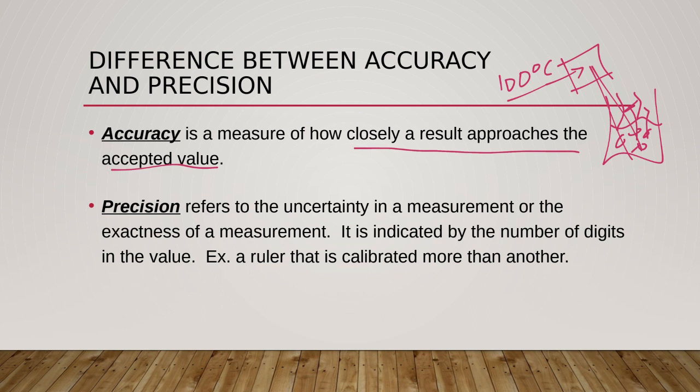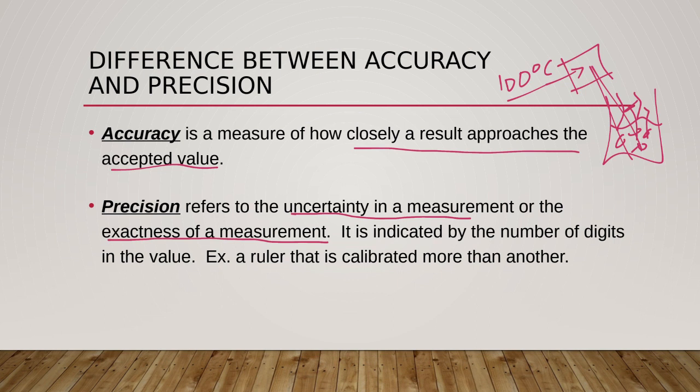Precision refers to the uncertainty in a measurement. So this could be the number of decimal places that you record, but it also could mean the exactness of a measurement. So if you were trying to get a boiling point of water and you were using many different thermometers, if they were all recording exactly 100 degrees C, you know that they're also precise. Okay, so we keep reproducing the same value.